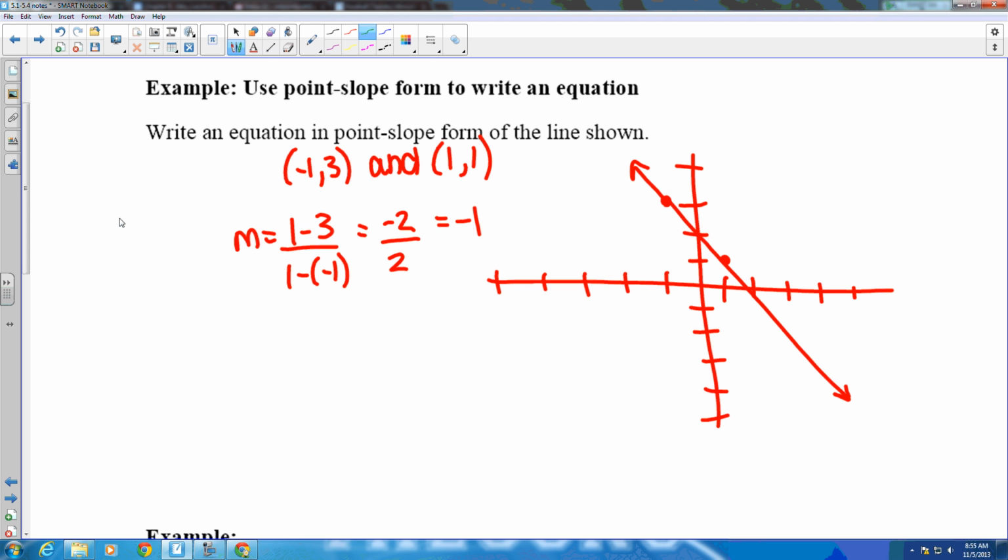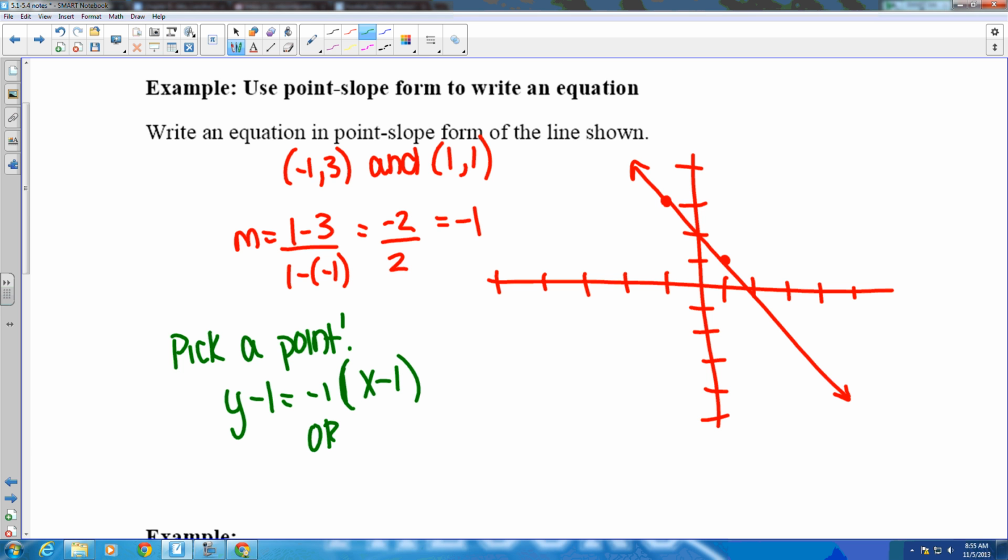And then what we need to do is pick one of the points. So your answer could be y minus 1 equals -1 times x minus 1, or y minus 3 equals -1 times x plus 1. Either of those answers would be correct.